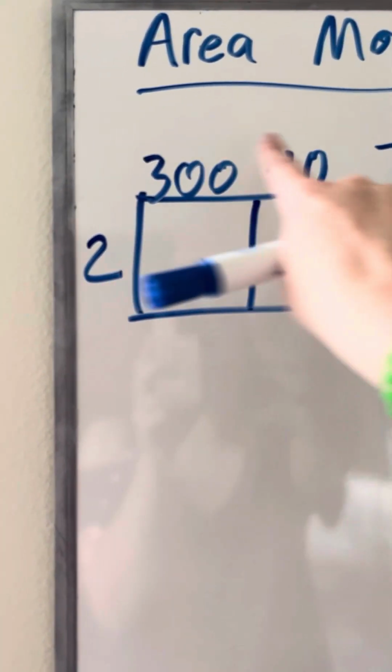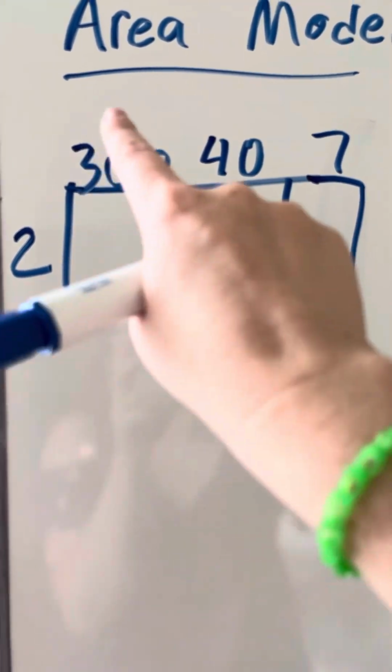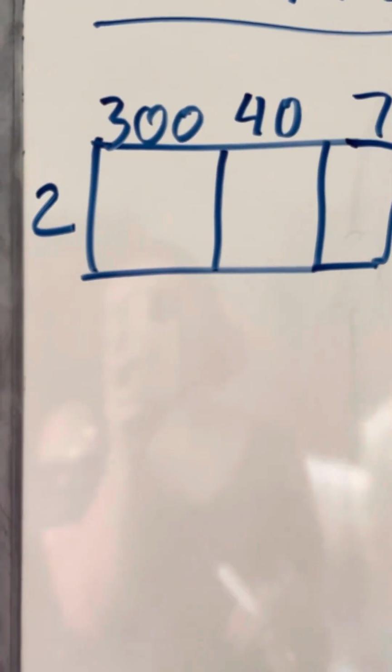This part here, the second part, is going to be 40, and then this part here is going to be 7. So you see, look, we have 347. The only difference is we just broke it up into its expanded form, and students should know what expanded form is by now. So on the top of our area model, we just put 347 in expanded notation. All right?